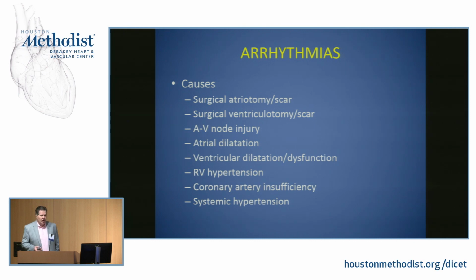Causes of arrhythmias in tetralogy are related to surgical atriotomy and scar, or ventriculotomy and scar. The AV node injury, aortic dilatation, atrial stretch. Same thing with the ventricle or ventricular dysfunction. RV hypertension, coronary artery issues. Coronary arteries can be injured during a surgery or with interventions, or systemic hypertension as these patients get into adulthood.